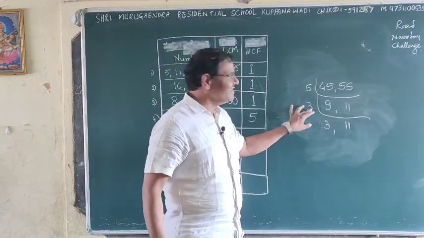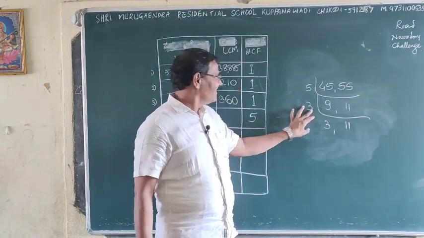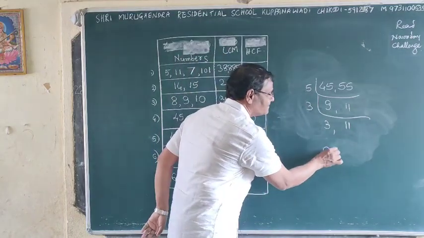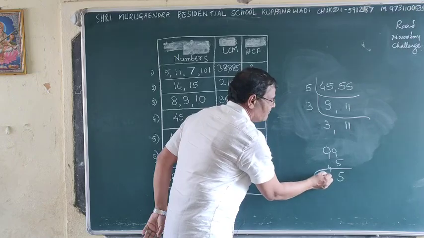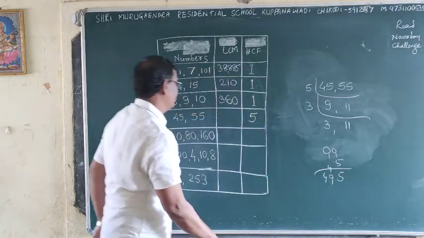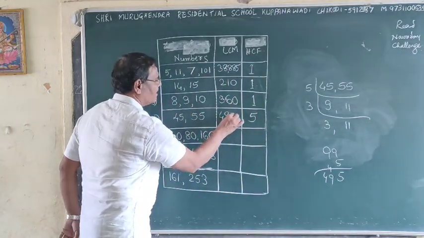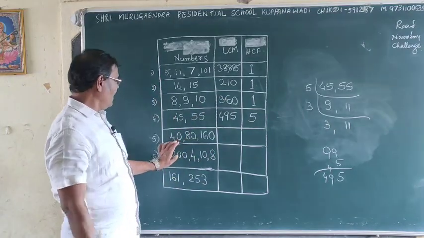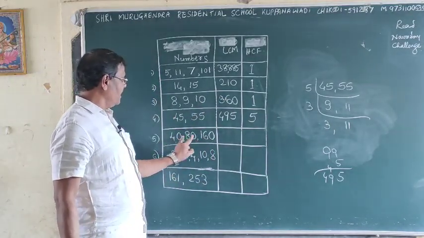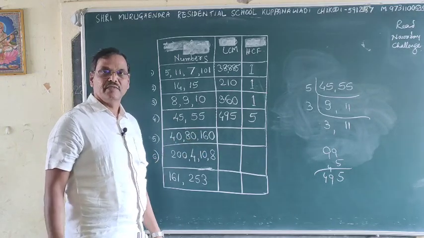11 3s are 33, 3s are 99. 99 5s are 5 9s are 45, 45 49. 495 is LCM. Okay. Now we are going here: 40, 80, 160.